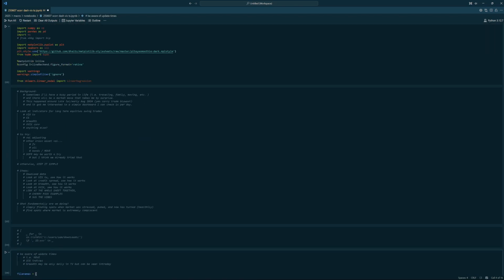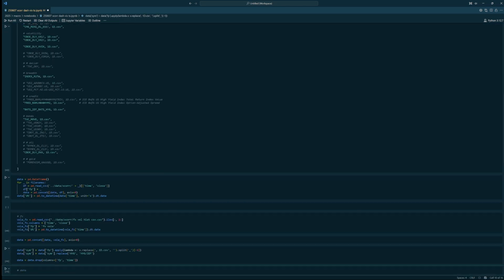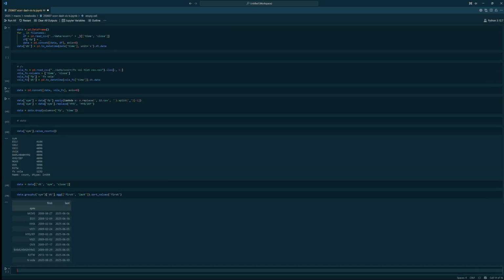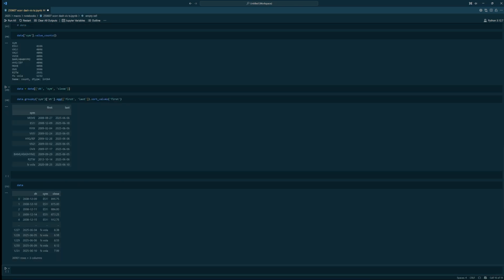But here I'll just plot out some stuff. I'm not going to code up an algorithm in Python or anything. But there's a bunch of stuff we can do. Data.